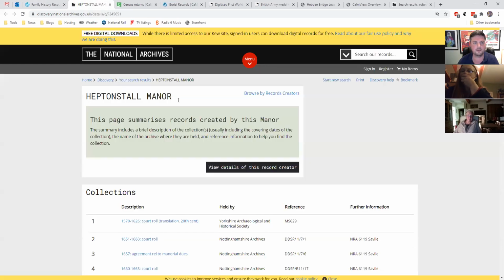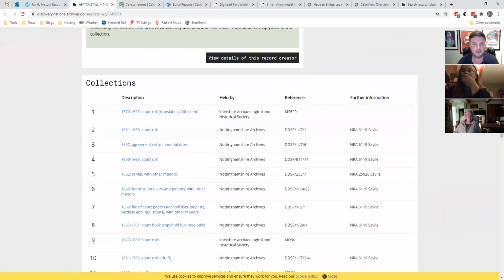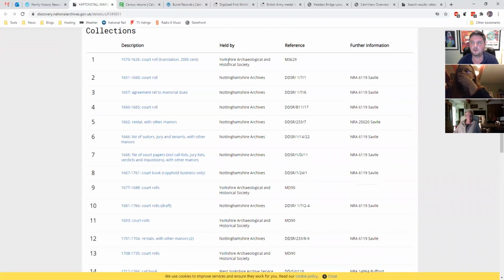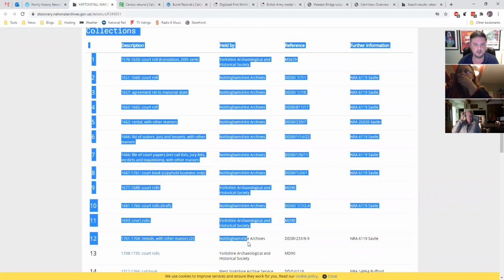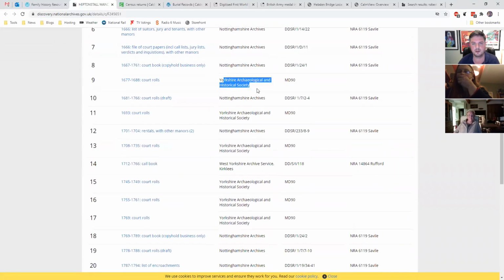So if you're interested in manorial documents, the first thing to do is check the National Archives website. They have what's called the Manorial Document Register, which I think they established when they disposed of manors when they became extinct in 1925. And these are all the known records relating to Heptonstall Manor, even from before Heptonstall Manor existed, and they tell you where they are. So again, Nottinghamshire Archives, and then the Yorkshire Archaeological Society ones are at the library in Leeds.